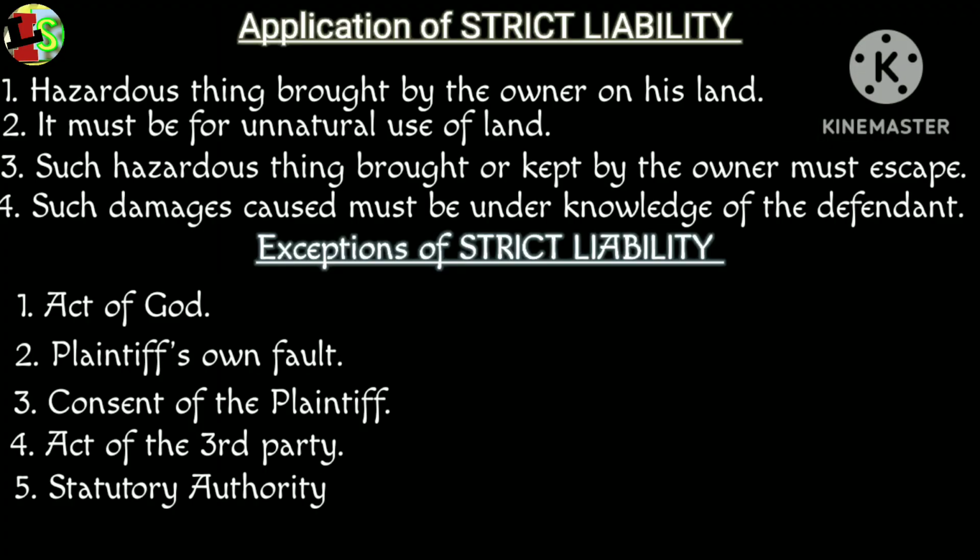Circumstances under which the application of strict liability comes into effect. One, a dangerous item or thing brought by the owner on his land. Two, it must be an unnatural use of land. Three, such dangerous things brought or kept by the owner must escape. Four, such damage caused must be within the knowledge of the defendant.